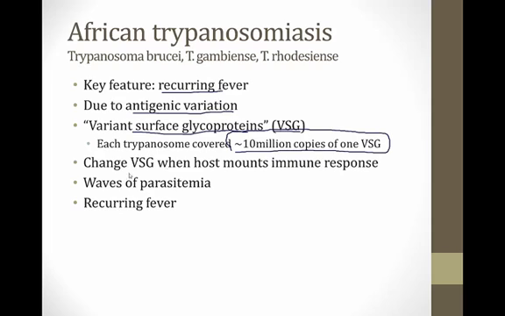And the trypanosome will change the VSG whenever the host mounts an immune response. This will result in waves of parasitemia. The immune system will control the infection, then the VSG will change, and then the parasite will grow. And this results in recurring fever. And this antigenic variation in recurring fever is the high-yield feature of trypanosomiasis to know about for your boards.